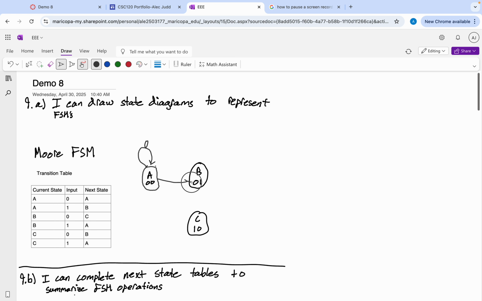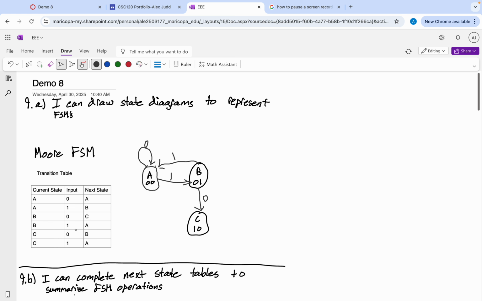So we'll draw an arrow to B. That's when the input is 1. So now we're in state B. B also has two options. It could go back to A when the input is 1, so we'll draw an arrow back to A when the input is 1. And it can go to C when the input is 0, so we'll draw an arrow there, and that's when the input is 0.